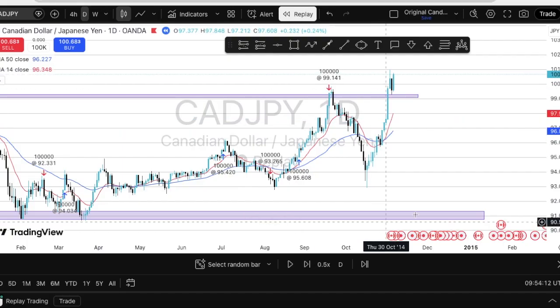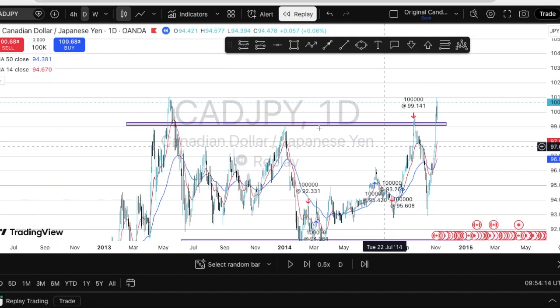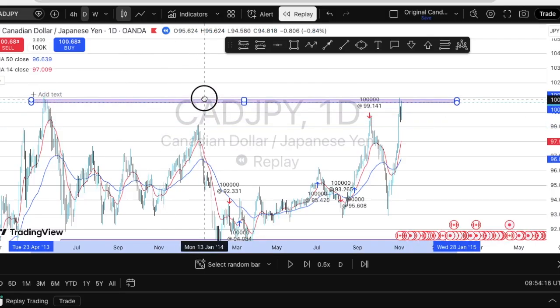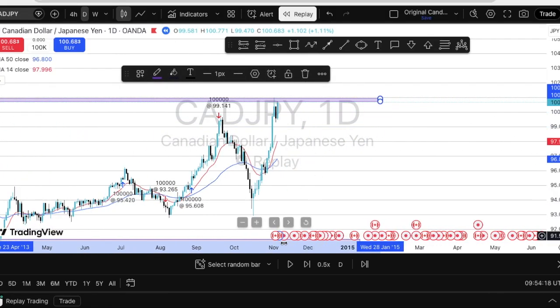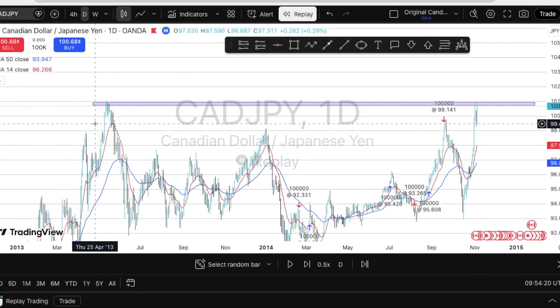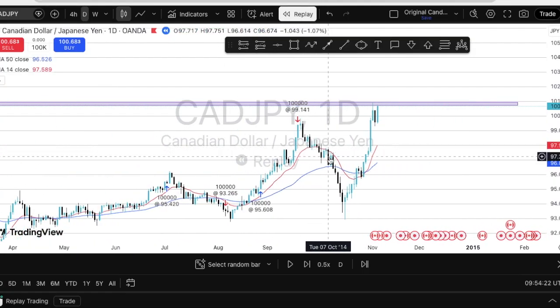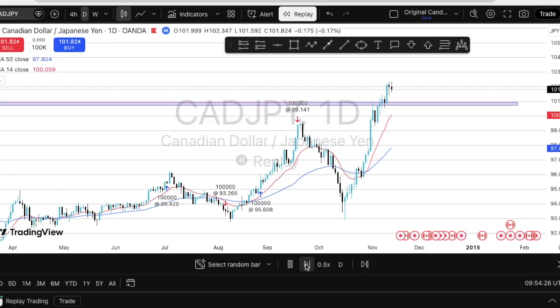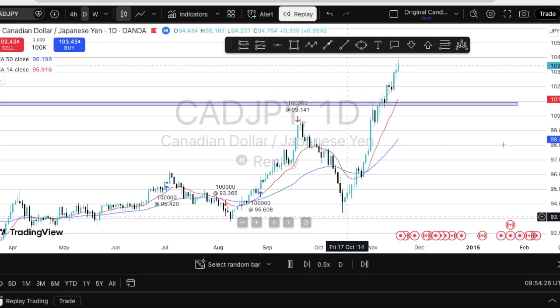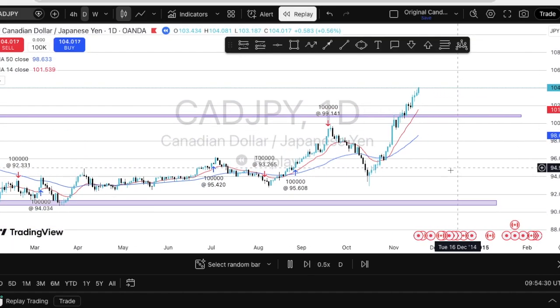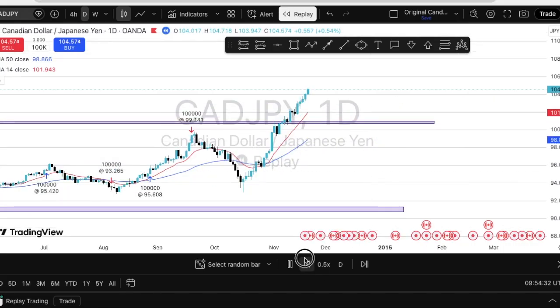All right, we're broken above that. But I'm not even confident about this because of this other level here. And the market is overextended. Okay, we created that high. We kept going. Damn, damn, damn.